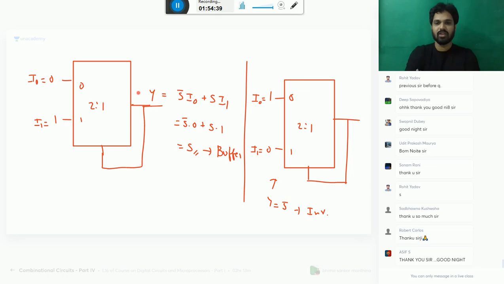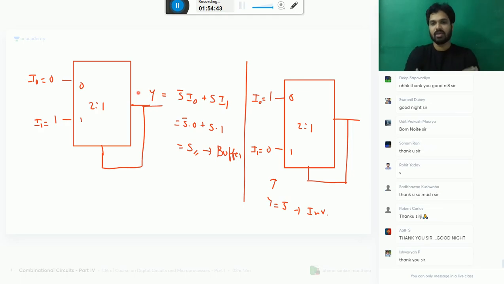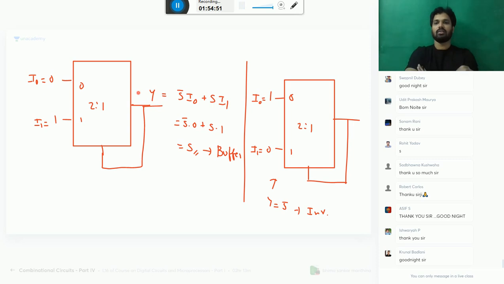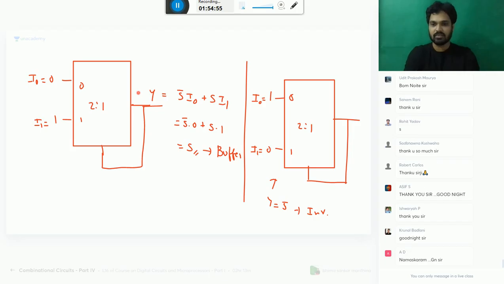Your MUX only one model is completed. 4 models are left. Please remember that. MUX as a universal gate, how to make it, and different implementations, all those things will come in the next lectures. Good night. So, any other doubts? Anyone having any doubt? Please ask me. Otherwise, I will end the session.